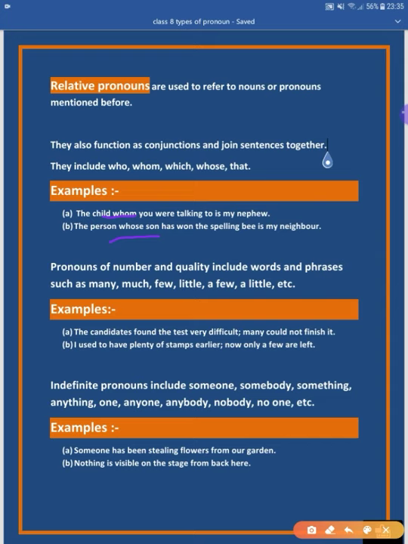Now moving ahead, pronouns of number and quantity include words and phrases such as many, much, few, little, a few, a little, etc. These are the pronouns of number and quantity. Now, for example: the candidates found the test very difficult. Many could not finish it. I used to have plenty of stamps earlier. Now only a few are left. So here you can see that many is used in example A, and in example B a few is used also.